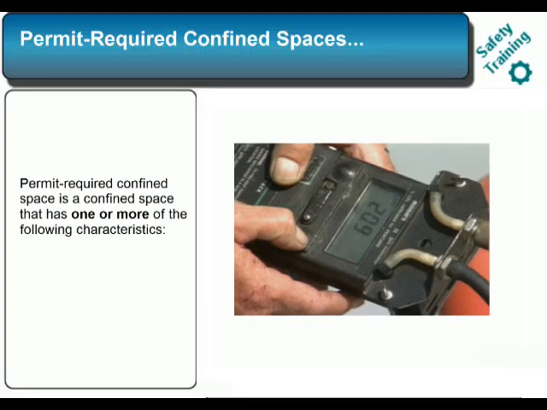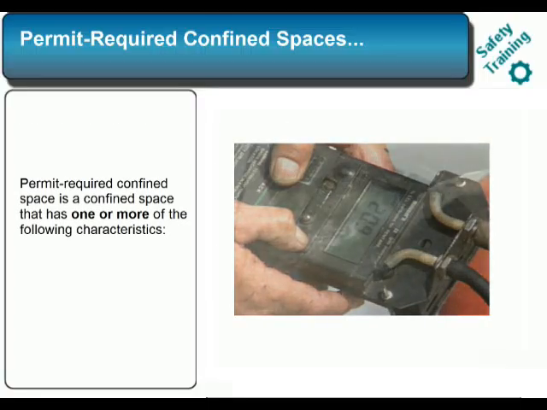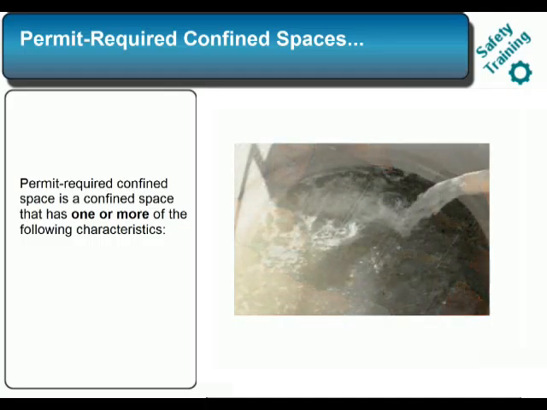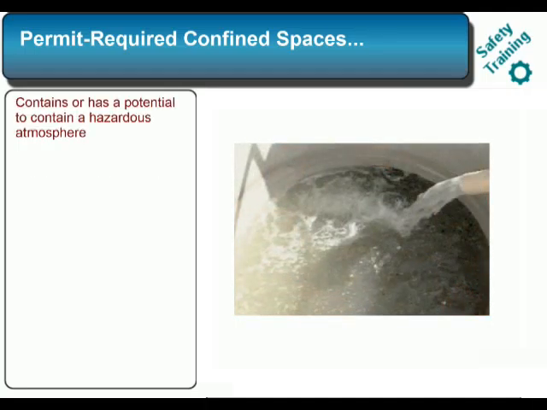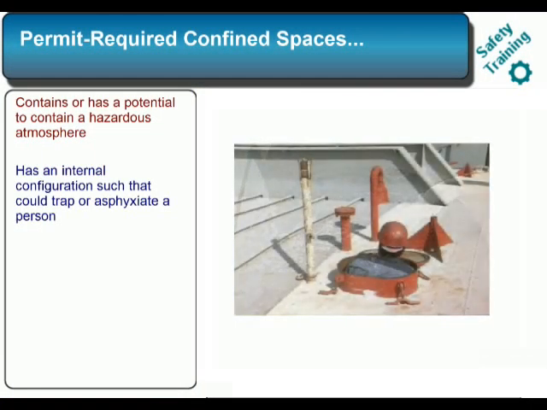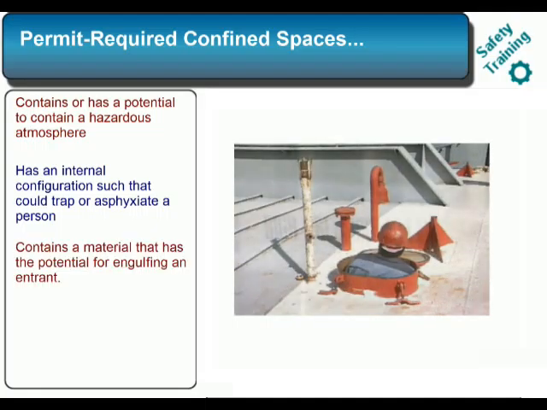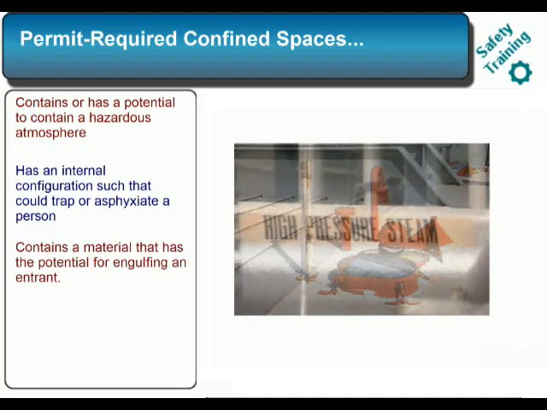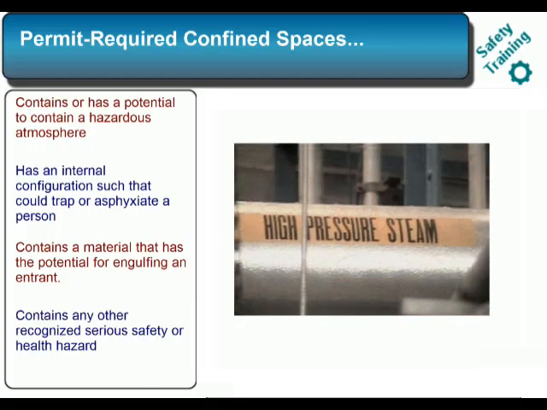A permit-required confined space is a confined space that has one or more of the following characteristics: contains or has a potential to contain a hazardous atmosphere, has an internal configuration such that could trap or asphyxiate a person, contains a material that has the potential for engulfing an entrant, or contains any other recognized serious safety or health hazard.